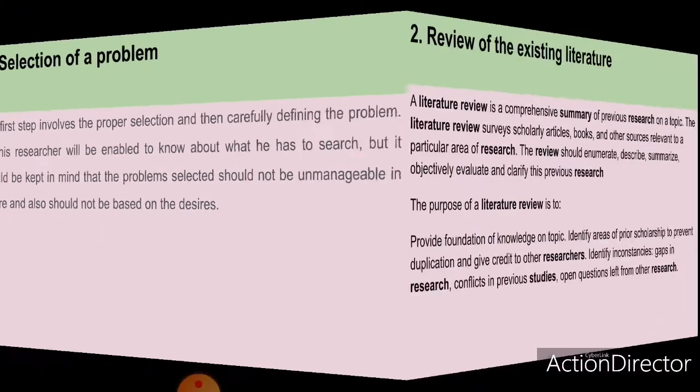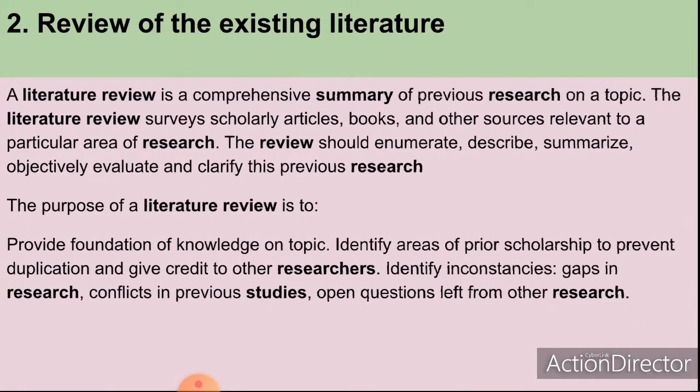Now the second step is review of the existing literature. Before going to conduct original research, the researcher should collect all the possible literature related with the research problem. It will help the researcher to get an insight into the related problem. Ultimately, it will help the researcher to formulate a correct plan for his future investigation. So, reviewing of the existing literature is one of the most important stages.